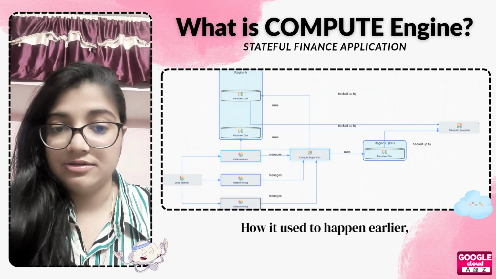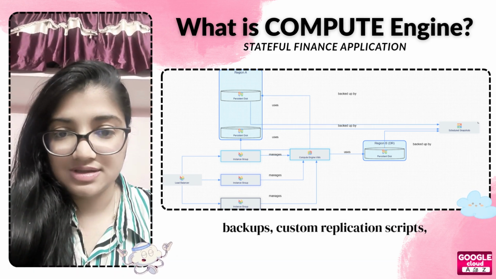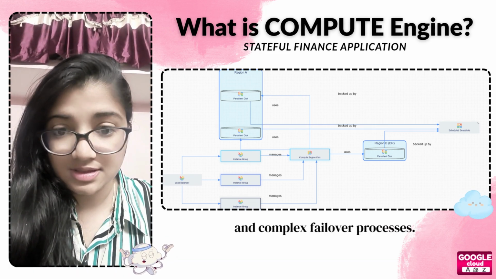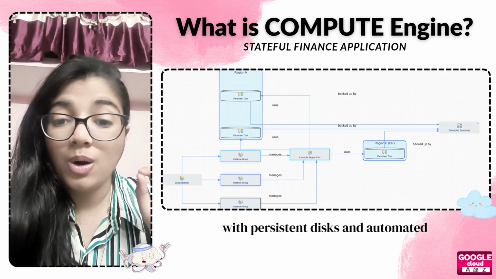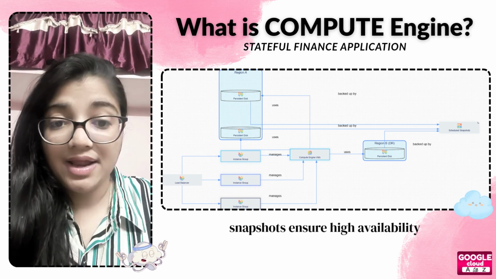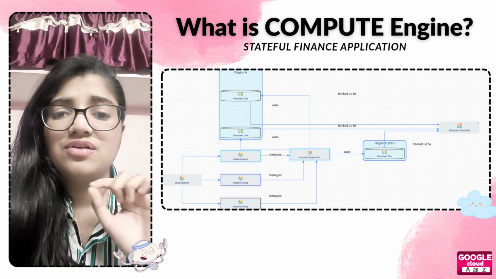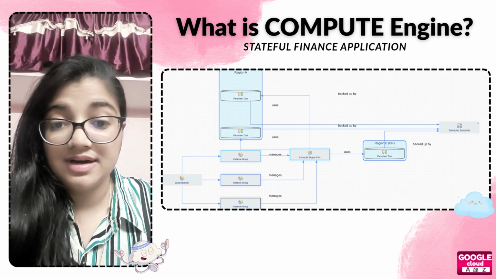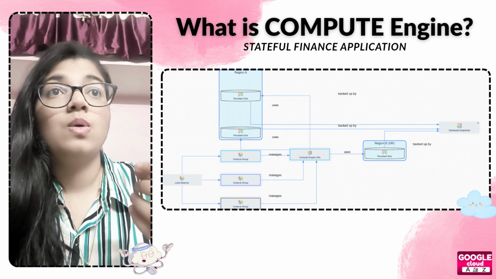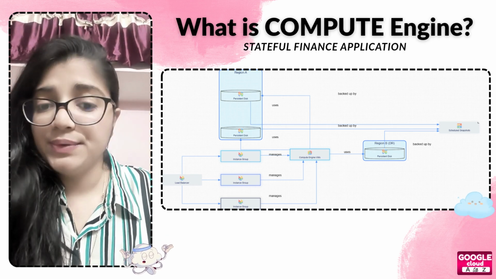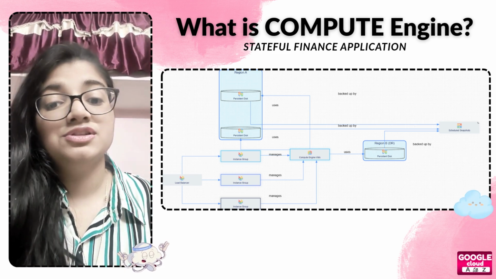Earlier, teams used to depend on manual backups, custom replication scripts, and complex failover processes. Now managed instance groups with persistent disks and automated snapshots ensure high availability. Disaster recovery is built in, making this architecture reliable, scalable, and production ready for fintech workloads or any other kind of workload that requires high durability and high DR readiness. So this is what Google Compute Engine is all about.